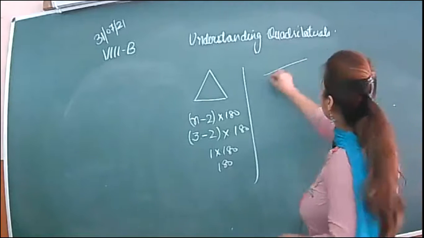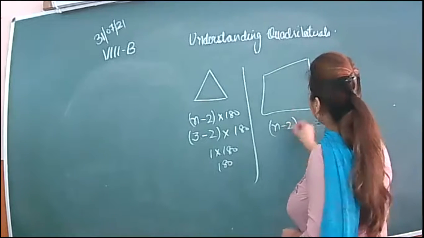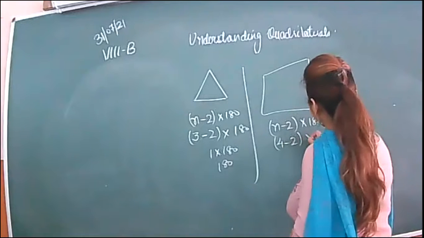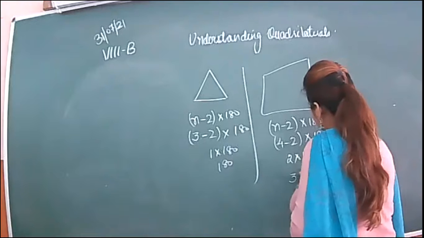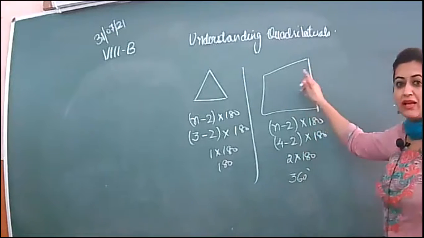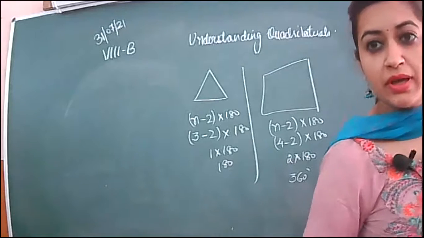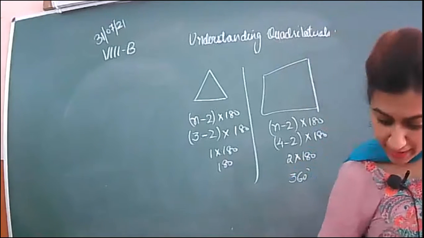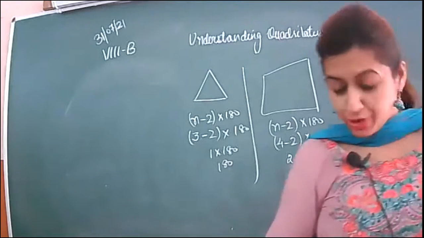If you take any type of quadrilateral and use this formula (n minus 2) into 180, the number of sides is 4, so 2 into 180, that is 360. So the sum of all the angles of a quadrilateral is 360. Is it okay? Is it clear? So this is the same as question number 4 of your exercise 3.1.